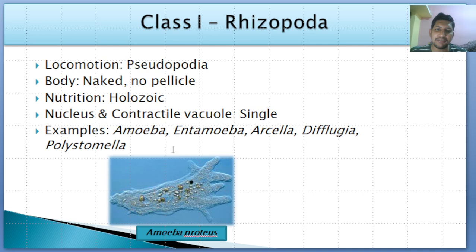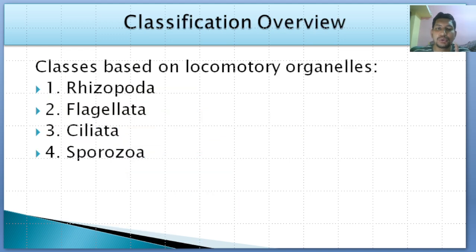You can remember the famous example I have shown in this photo. That is amoeba, and the other members include entamoeba, arcella, difflugia, polystomella. These are examples of the members of the class Rhizopoda. Now let us study some important characters of the class Rhizopoda. Remember, the classification of phylum Protozoa is based on locomotory organelles. I told you in the beginning, there are 3 important types of locomotory organelles: pseudopodia, flagella, cilia, and in some animals the locomotory organelles are absent.